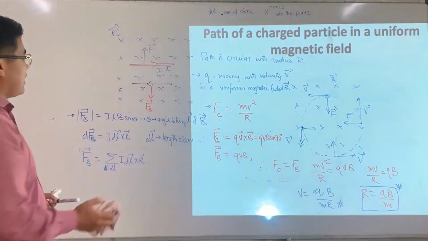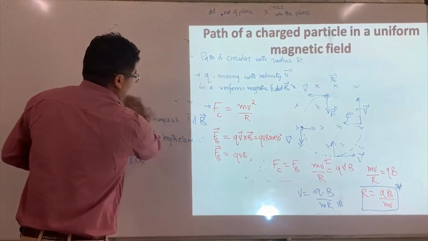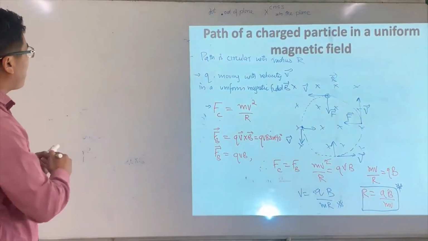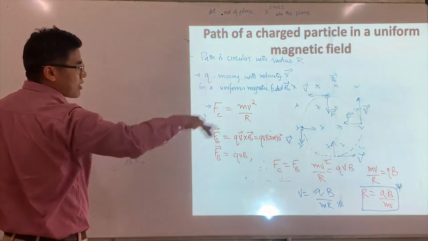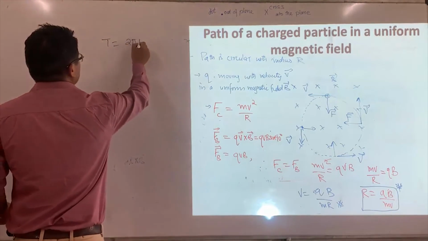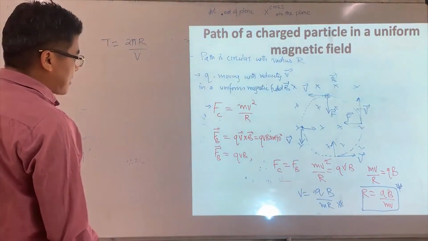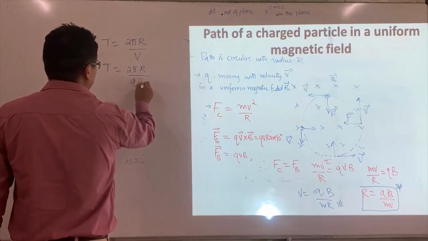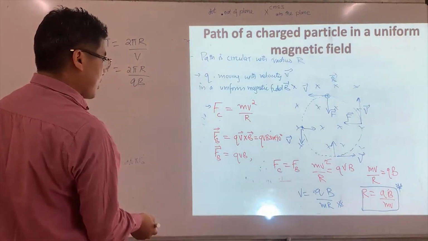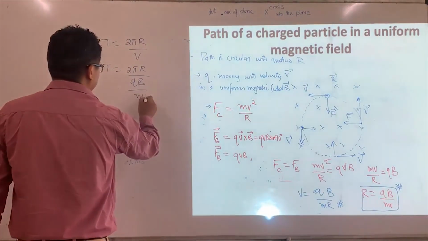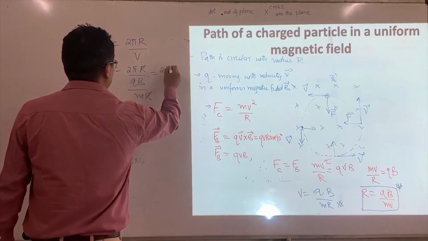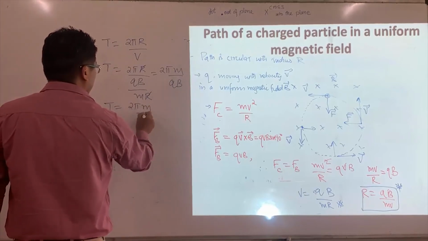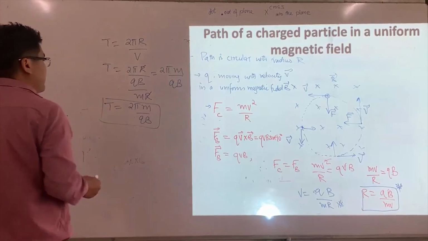Now, let me go a little further. If I have a velocity, let's say time period. What do you mean by time period? Time period is the time required to complete one circle, one round. So now I substitute the velocity. What is the velocity? qBR divided by m. R cancels out. 2π m divided by qB. So this is the time period.